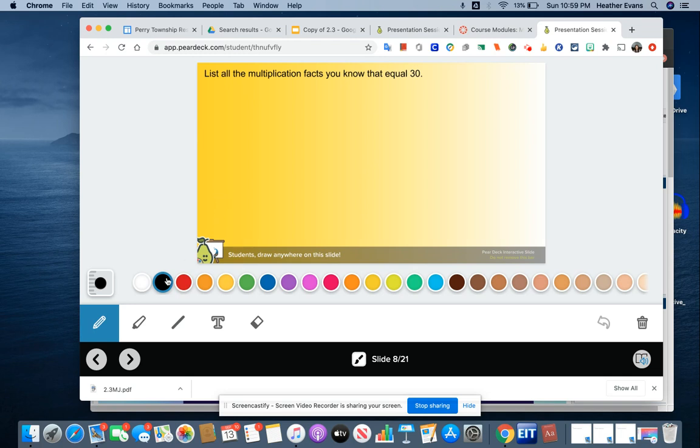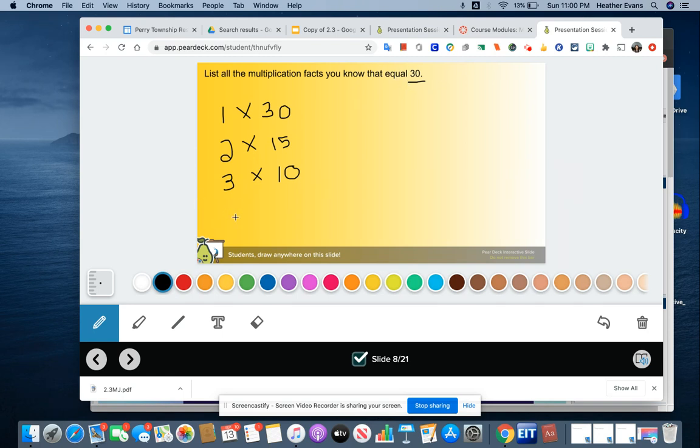So if I was looking at doing the factors for 30, one way that I can do it is I can list all of the multiplication facts that I know. Okay, so I can start with 1. I could do 1 times 30. Then I would go to a 2. Well, I know I can do 2 times 15. Then I would do 3. 3 times 10. See, all of these numbers, when I multiply them together, all equal that number 30.